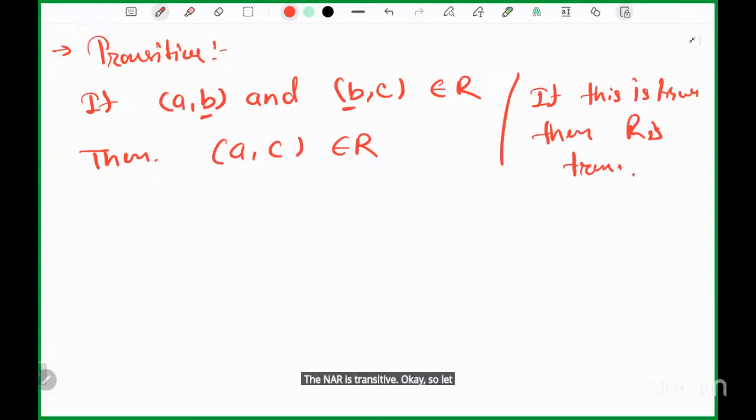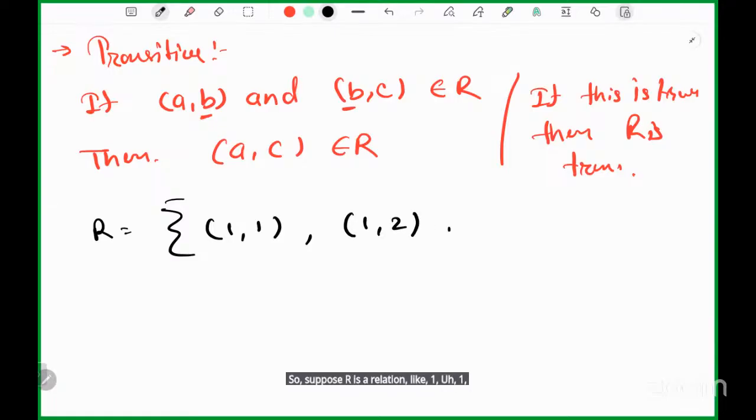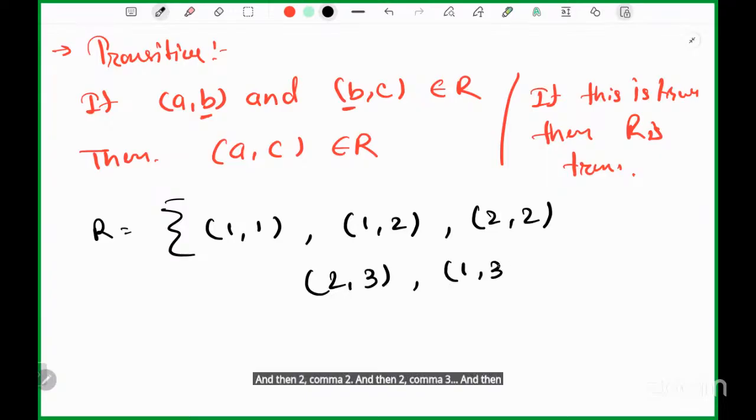Okay, so let's take one example. Suppose R is a relation like 1 comma 1, 1 comma 2, and then 2 comma 2, and then 2 comma 3, and then 1 comma 3. Okay, so suppose this is a relation R. Now is this transitive?